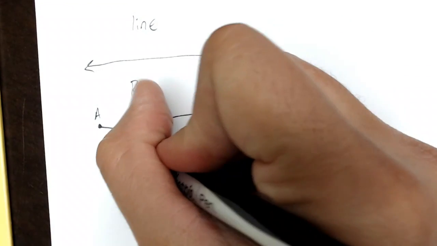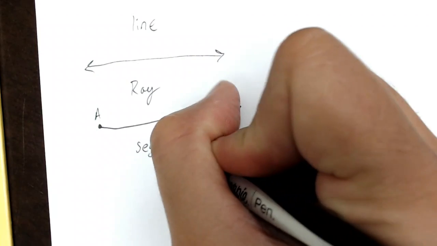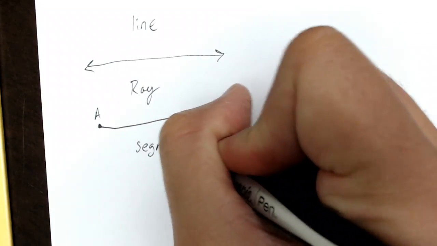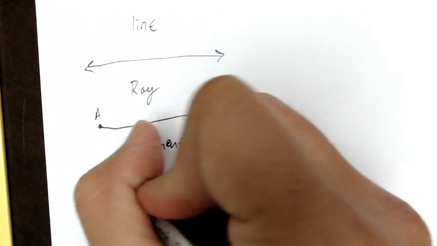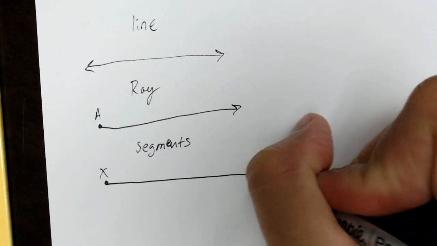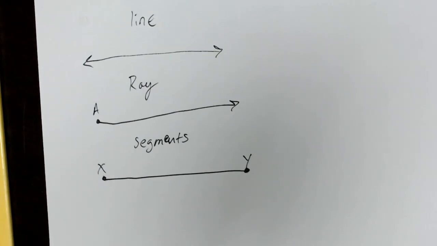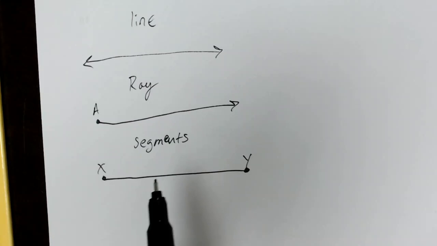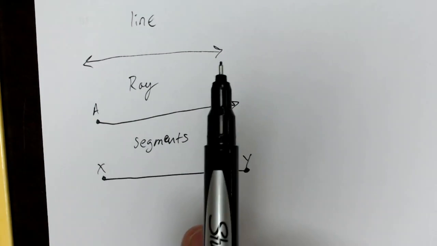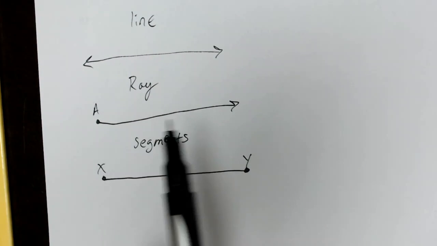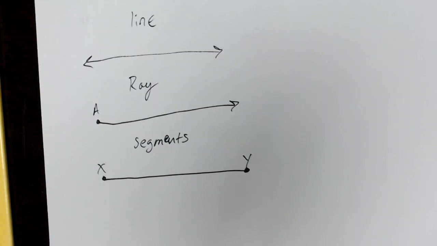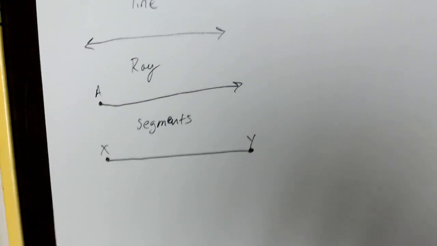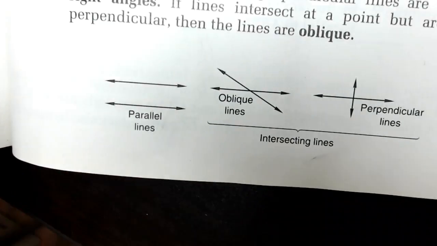Then we have line segments. Segments have a starting point and an ending point. Now, all these lines are supposed to be perfectly straight. However, I am no Michelangelo, so let's all pretend that these lines are perfectly straight. So a ray has a starting point and no ending point; segments have a starting and an ending point.